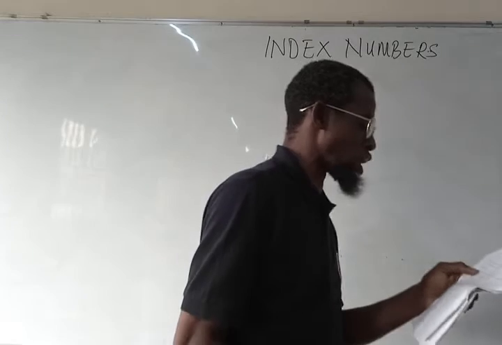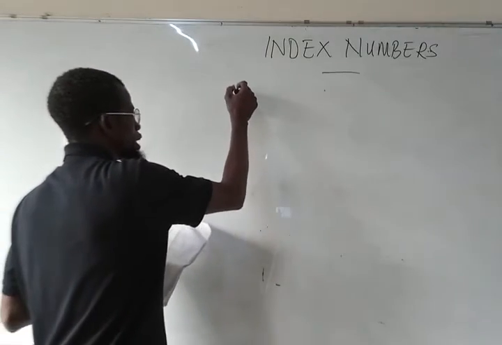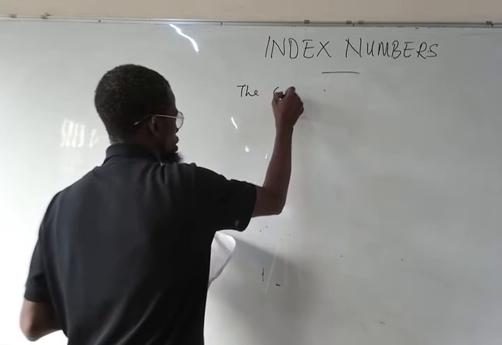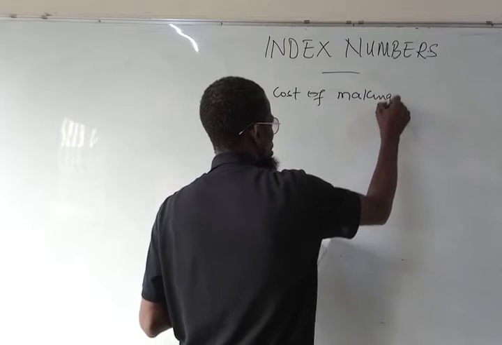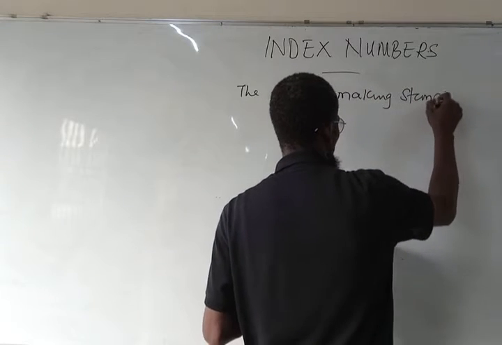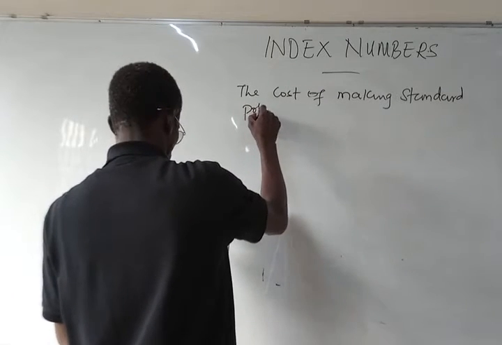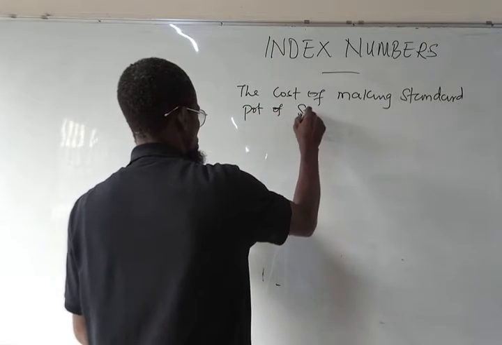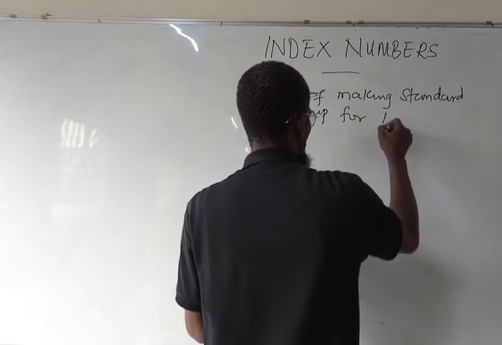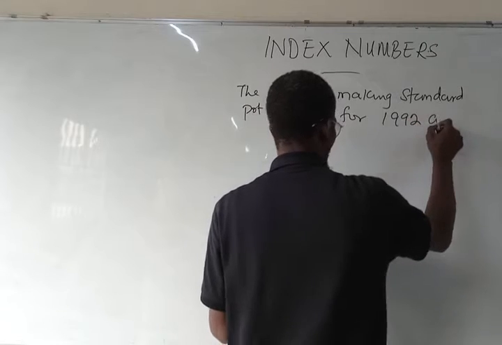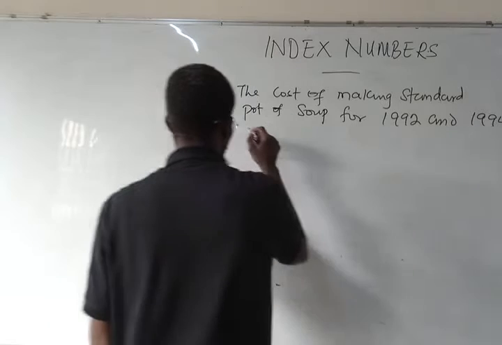So the second example: the cost of making a standard pot of soup for 1992 and 1994 is given below.